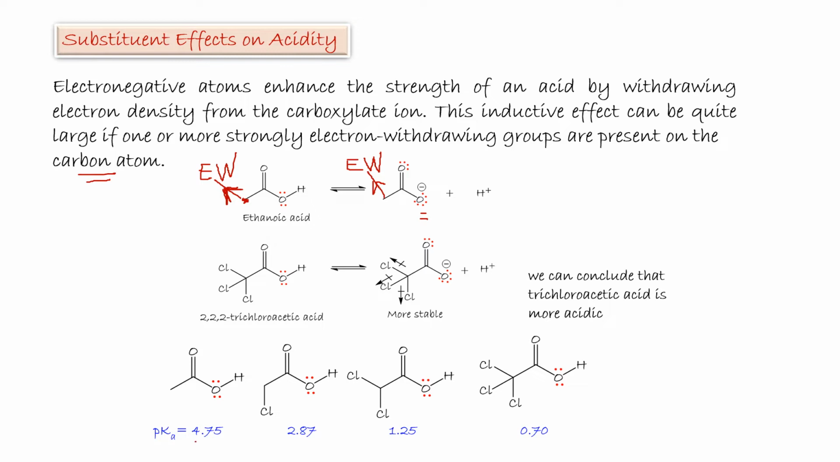For example, pKa here is 4, and when we have an electron withdrawing group like a halo, it's more acidic. Increasing the number increases the strength of the withdrawing effect, 1.25. When we have trichloro, we have 0.7 pKa, stronger.